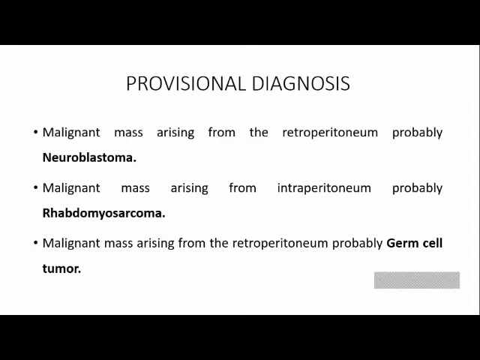There are negative features: there is no hematuria, there is no history of hypertension, and no hypertension on examination. What percentage of patients with Wilms tumor will have hypertension and what percentage will have hematuria? One third of the patients will have hematuria, and 15 to 20% will have hypertension.